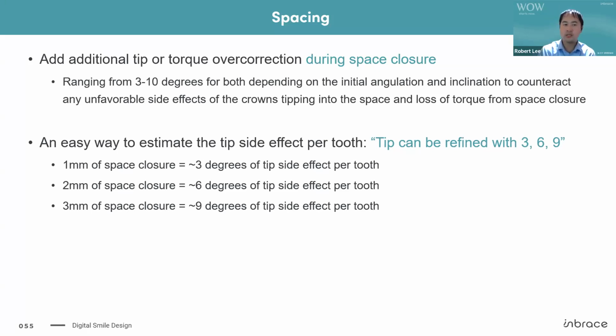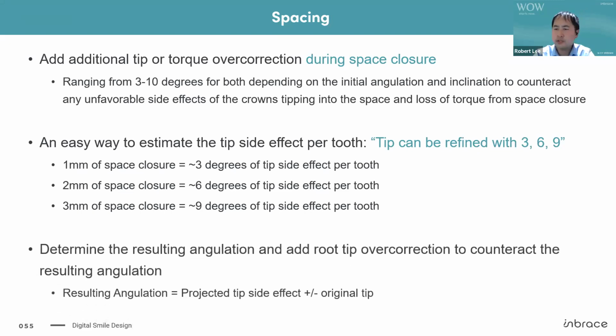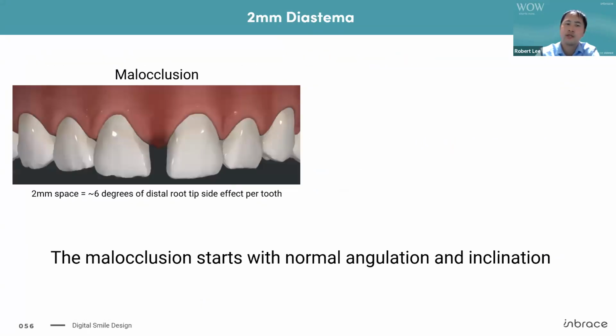So what that means is if you have about 1 millimeter of space closure, you're going to get about 3 degrees of tip side effect per tooth. If you have 2 millimeters of space closure, you're going to have about 6 degrees of tip side effect per tooth. And if you have 3 millimeters of space closure, you're going to have about 9 degrees of tip side effect per tooth. So again, tip can be refined with 369. So once you know your tip side effect per tooth, then you can look at what your initial angulation is, and then you just add root tip overcorrection accordingly based on whatever your resulting angulation is.